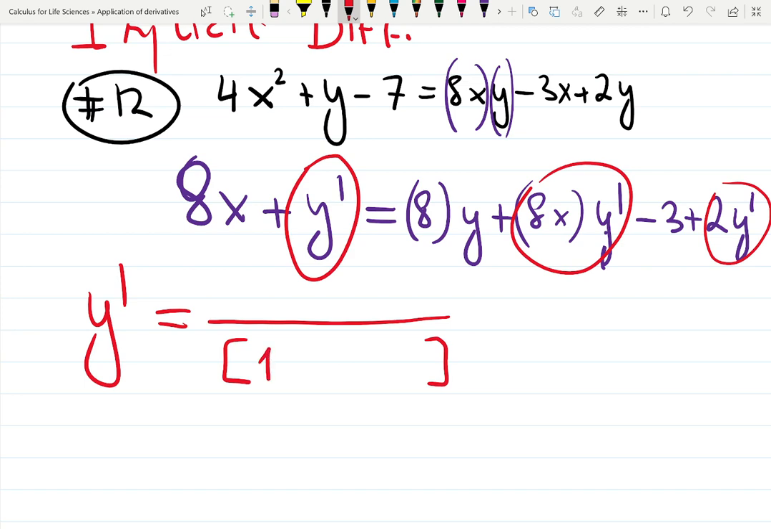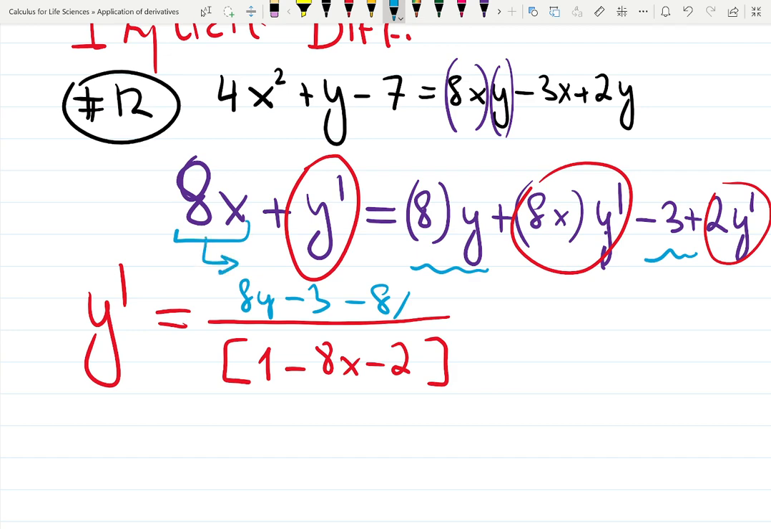1 minus 8x, and minus 2. And I can explain the steps of how it happened. Whatever is just messy stuff on the right hand side will have a plus sign. This is my right hand side, minus 3, and minus 8x. This side was moved to the right. Yes, I finished the problem.